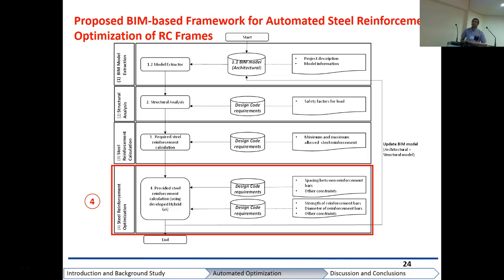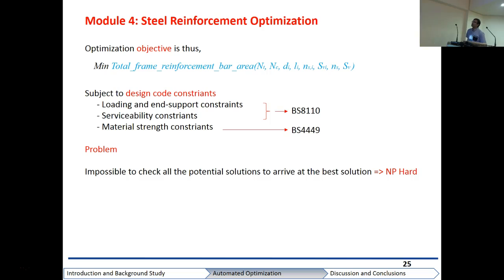Now once we calculate the minimum required steel reinforcement for an RC member, we need to do the optimization part, that is, to provide steel reinforcement satisfying the minimum requirement. We have an objective function to minimize the total frame reinforcement area, subject to various design code constraints like loading and end support constraints, serviceability constraints, and material strength constraints. It is impossible to check all the solutions to arrive at the best solution. Hence the problem is NP hard.